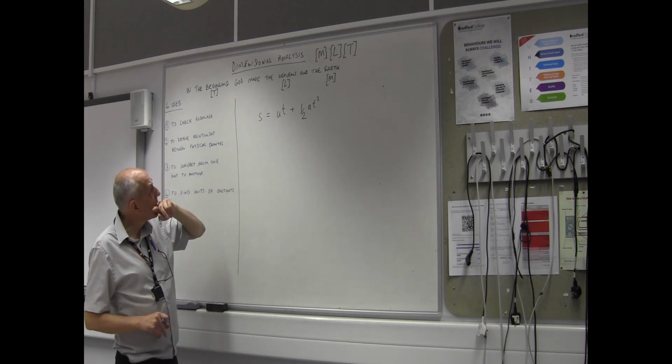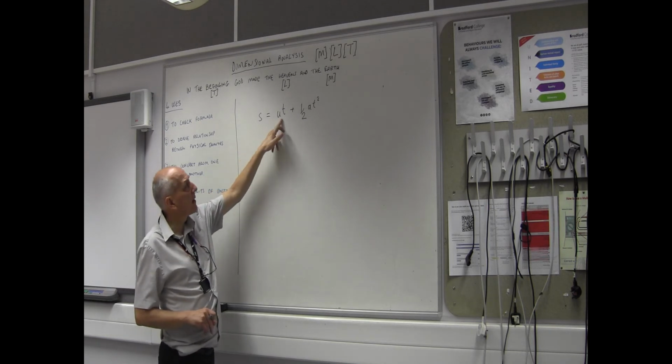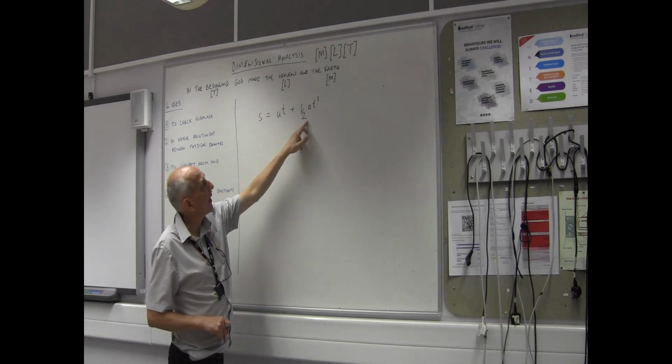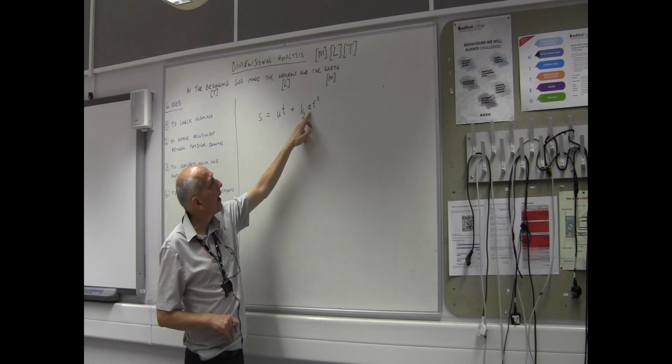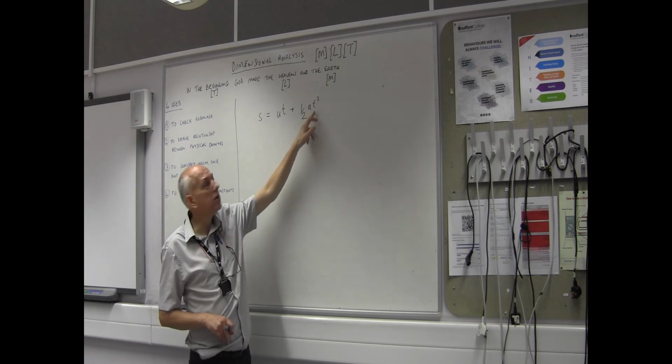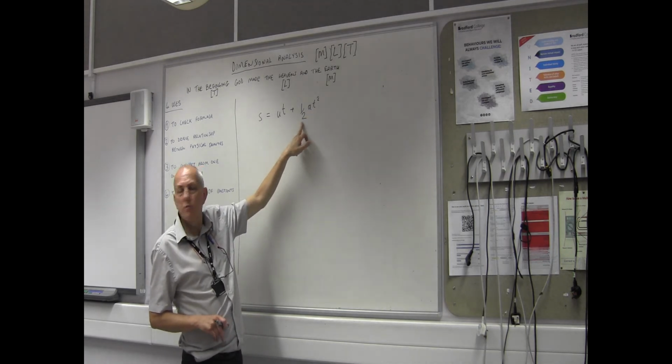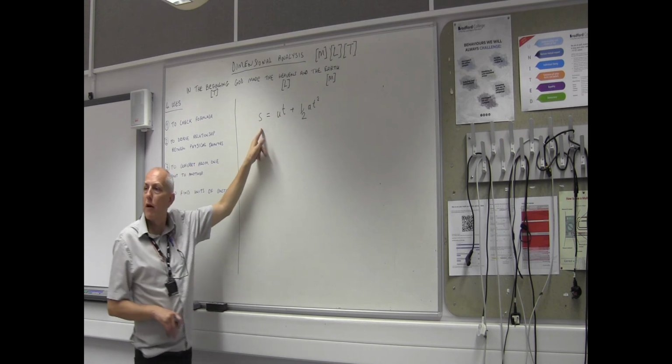And this is one of them. So this is your initial velocity times time, plus the acceleration times time squared times a half. Add them together and it gives you how far you've travelled.